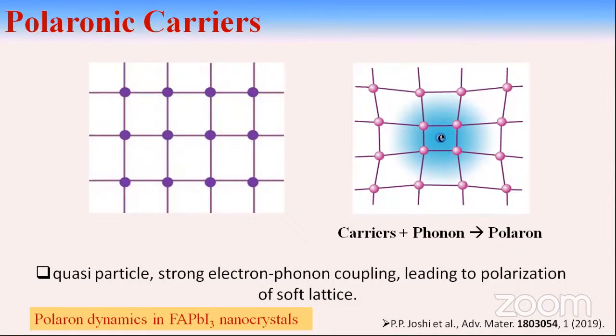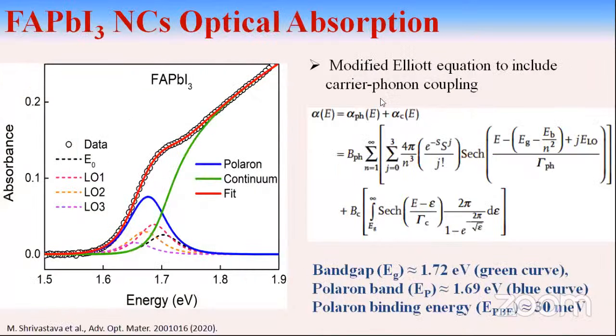So here we are basically studying the Polaron dynamics in FAPbI3 nanocrystals. We have chosen FAPbI3 mainly because it has a band gap which is more beneficial for solar cell application. So here is shown the optical absorption of the FAPbI3 nanocrystals.